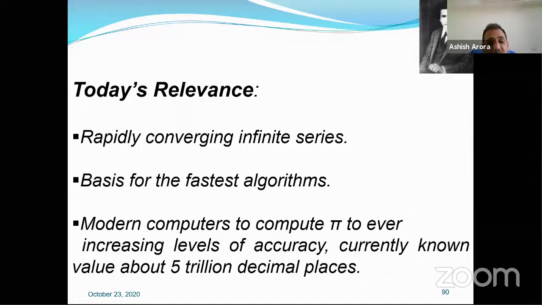Modern computers compute pi to ever increasing levels of accuracy, currently known to about 5 trillion decimal places. The value of pi today we can find out to 5 trillion decimal places using computer algorithms.